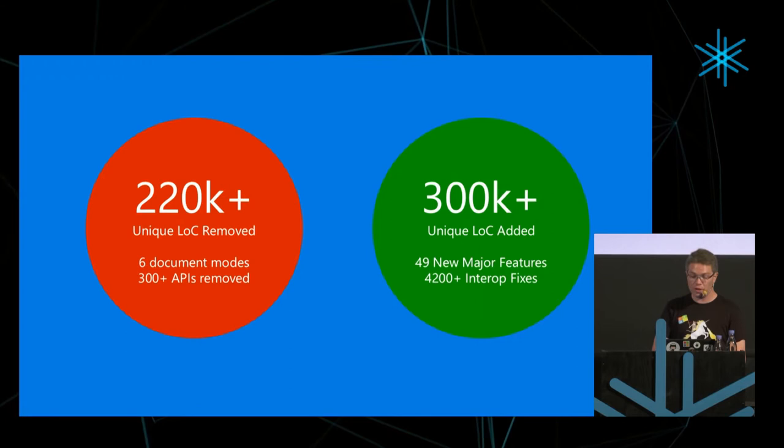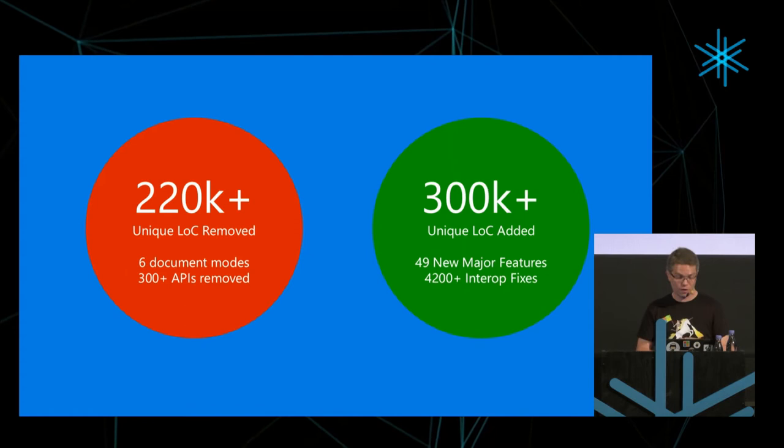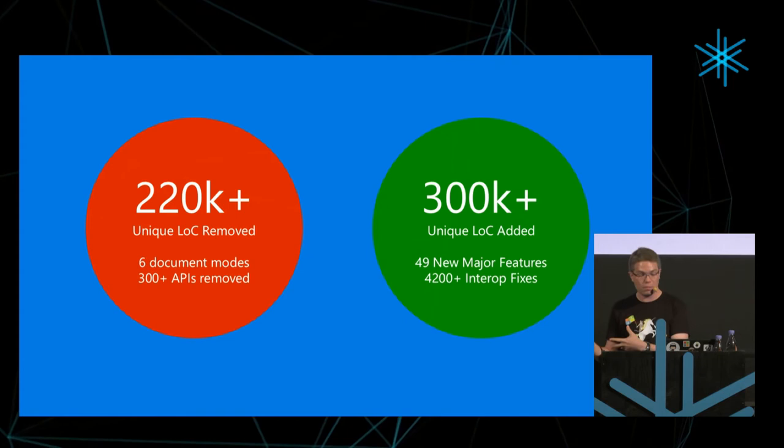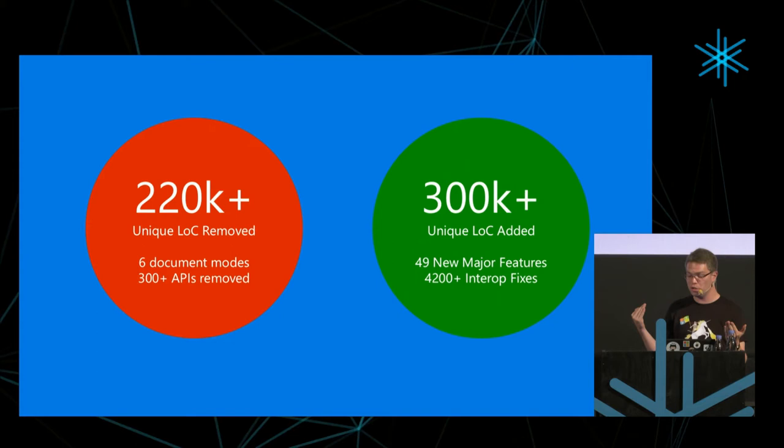So finally, we've been able to remove 220,000 lines of code from our previous engine. Yes, it's a lot. So to remove 6 document modes and a lot of legacy APIs, and we've been able to add, in the meantime, 300,000 lines of code just to support new interop fixes and to have some major features being added.